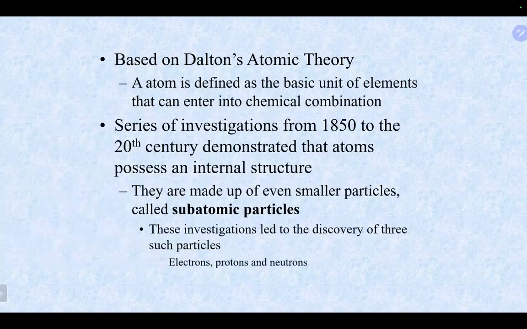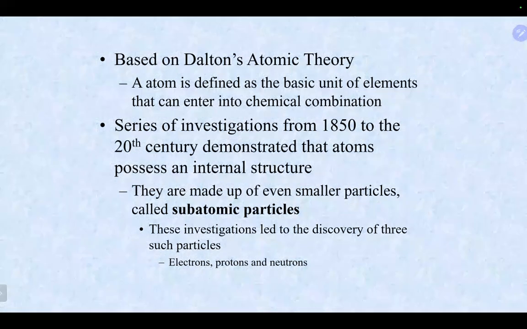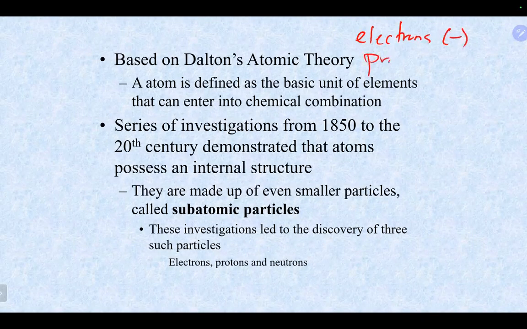Those experiments helped us understand the 3 subatomic particles that we find within the atom. So even though an atom is really small, it does have an internal structure, made up of 3 particles. They're referred to as subatomic particles, and as you probably are familiar with, they are electrons, protons, and neutrons, with electrons being negatively charged, protons being positively charged, and neutrons having basically no charge.